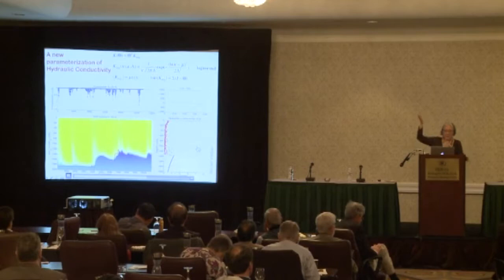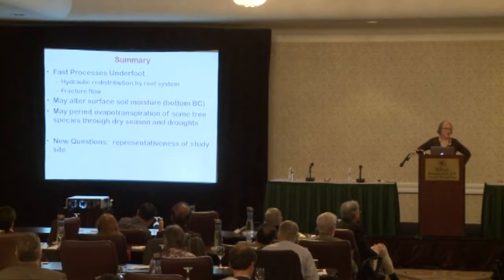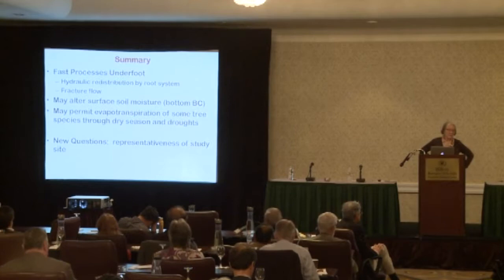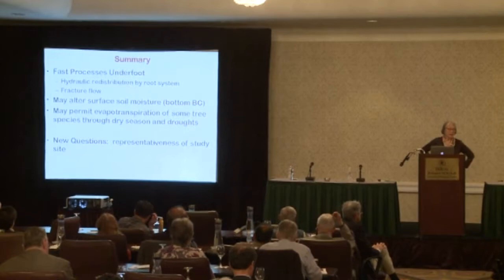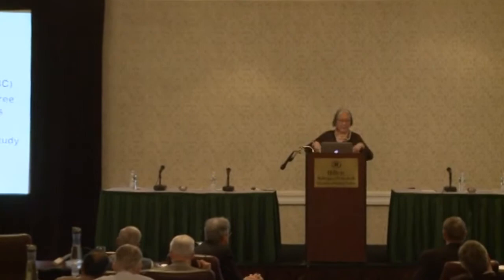So to summarize, what I'm proposing here is that in the climate models so far, we have slow processes. And I think back to ocean modeling, that once upon a time we had only mixed layer models. And then we figured out fast processes, and now we have hydraulic redistribution by the root system, and we have fracture flow. And so this obviously will alter the bottom boundary condition for the atmosphere, not just soil moisture, and enough has been said about soil moisture and temperature, that also could permit evapotranspiration of some trees through dry seasons and droughts.